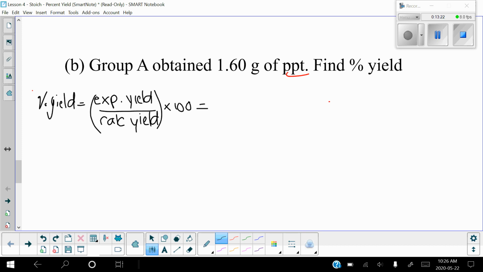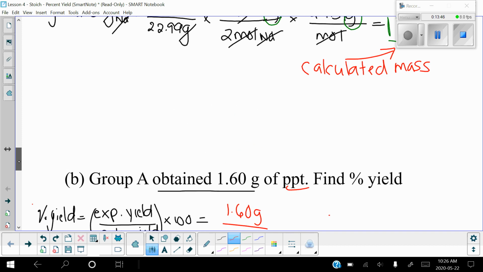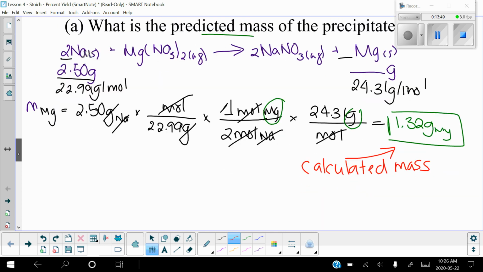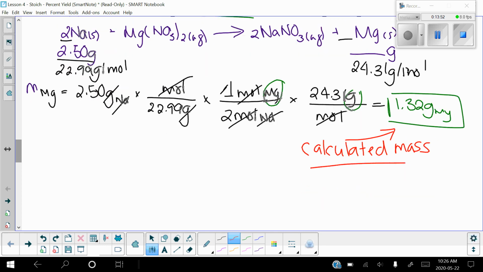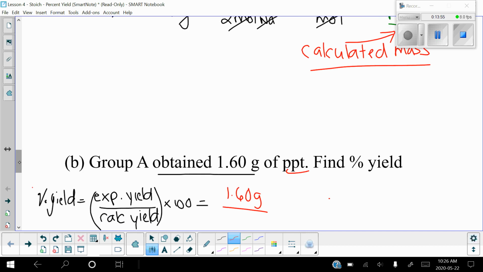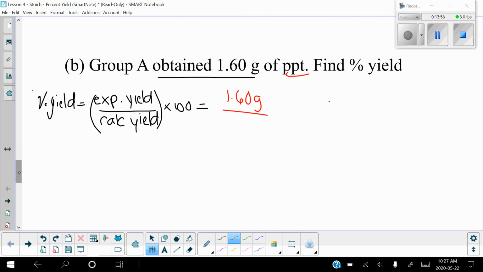Okay, so let's go ahead and calculate this out. My experimental yield is obviously the yield that we found in the lab. So group A obtained 1.6 grams in the lab. So that's their experimental yield. So I'm going to go 1.60 grams. Now my calculated yield is what we had up here. Okay, 1.32. This is what was calculated. This is what was expected. Okay, so 1.32 grams. And then you multiply by 100.